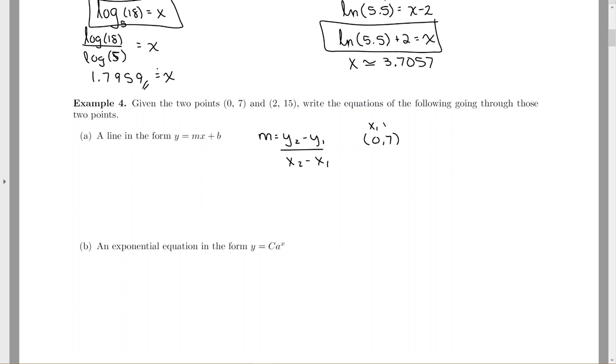which I'm going to call x1, y1, and 2, 15, which is x2, y2. And then plug right into the formula. So I have 15 minus 7 divided by 2 minus 0. Go across the top, across the bottom, simplify the fraction if you can, and then for this problem we're given 0, 7, which is the y-intercept.